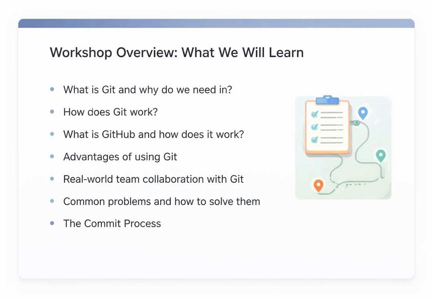First, we will answer the most fundamental question: what is Git and why do we even need it? Then we will look at how Git actually works under the hood and how GitHub connects to that. We will explore the advantages of using Git, especially when working in a team. We will also talk about the kinds of problems that come up in a real company setting and how Git helps us handle them. And finally, we will walk through the commit process step by step. There's a lot to cover, so let's dive right in.